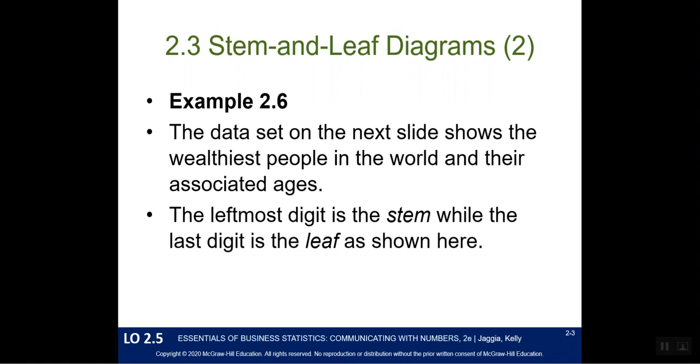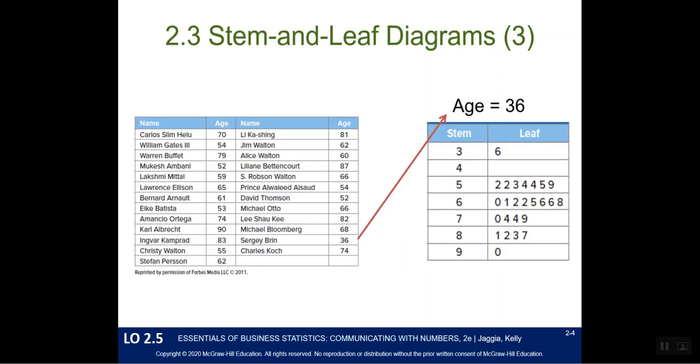So for an example, we are given the data of some of the wealthiest people in the world and their ages. We decided that the digit in the tens place is the stem, and the digit in the ones place is the leaf. In other words, what decade they are in is the stem, and then their individual year is the leaf. So we can graph it that way.